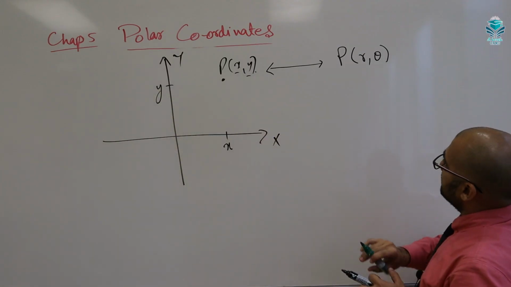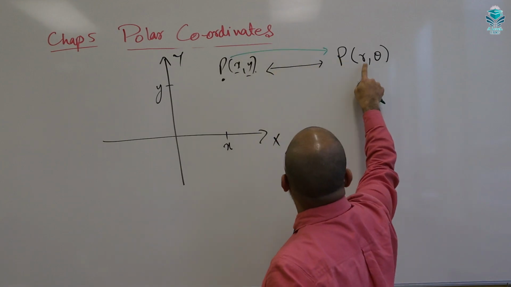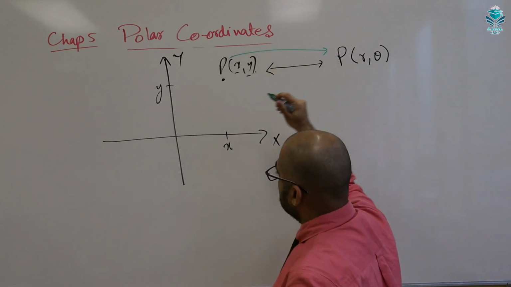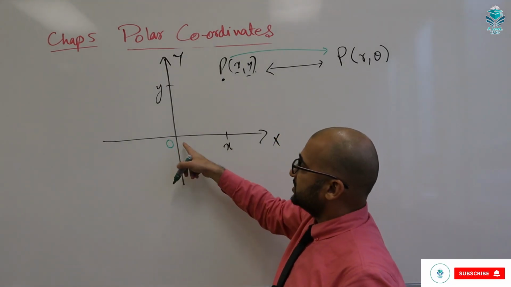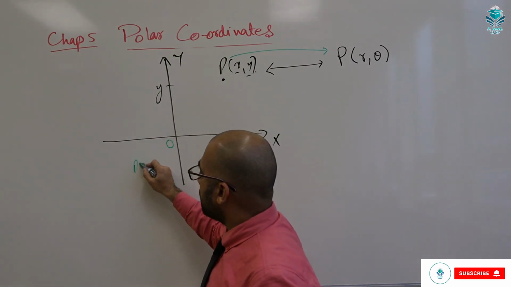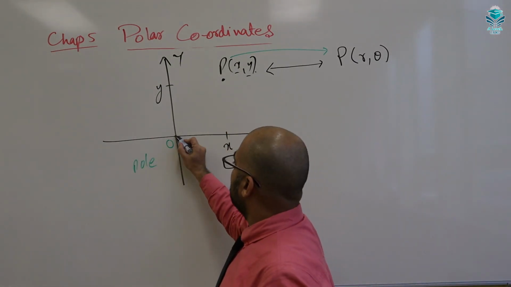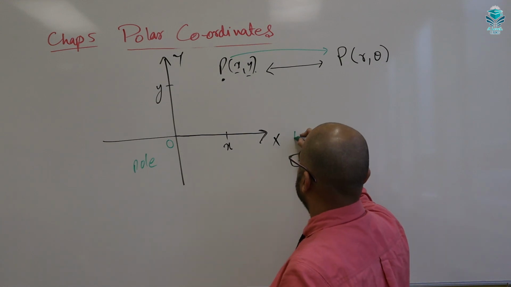If I represent this point P in polar form, it will be represented as r and theta. So consider this is the origin. In the coordinate system this is the origin, but in a polar coordinate system it is called the pole, and the x-axis is called the initial axis.